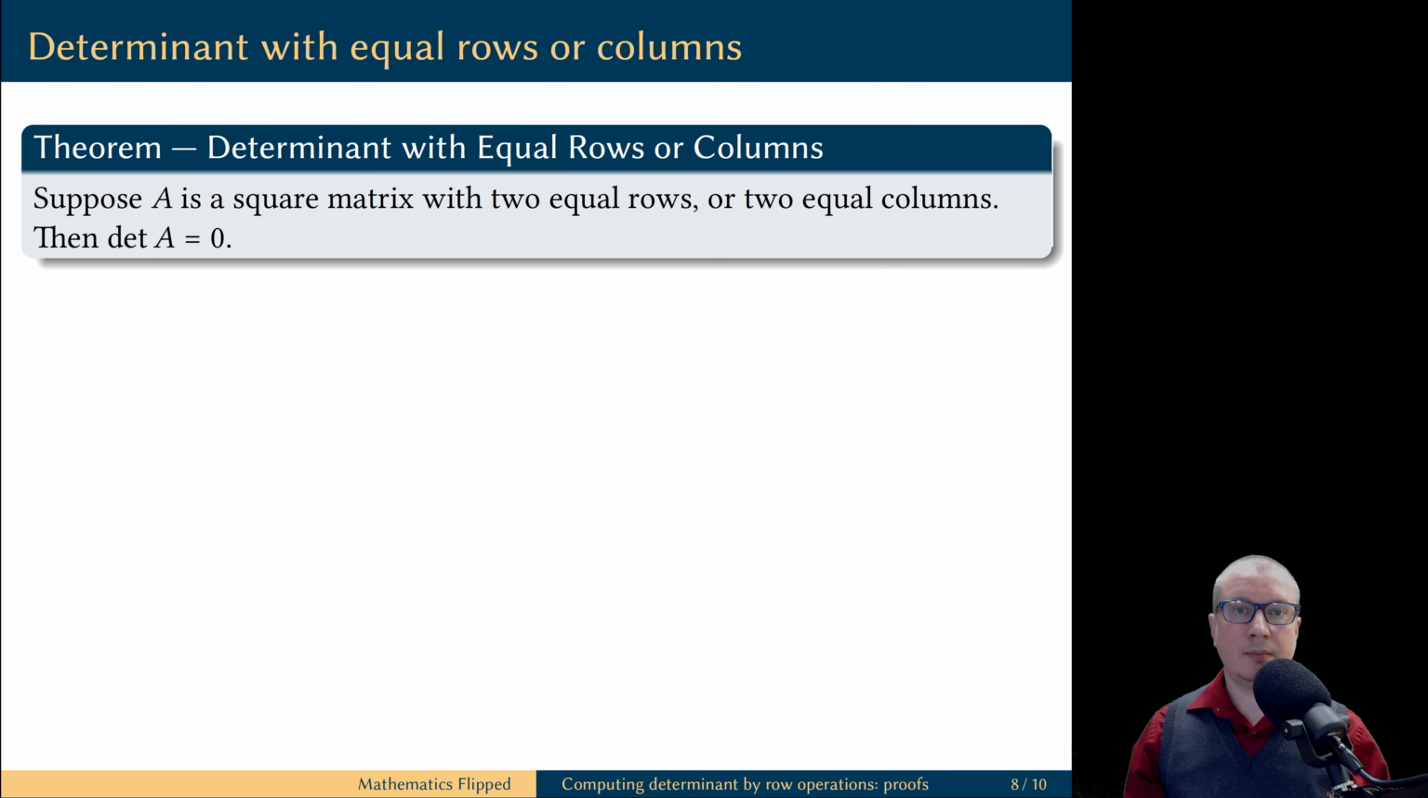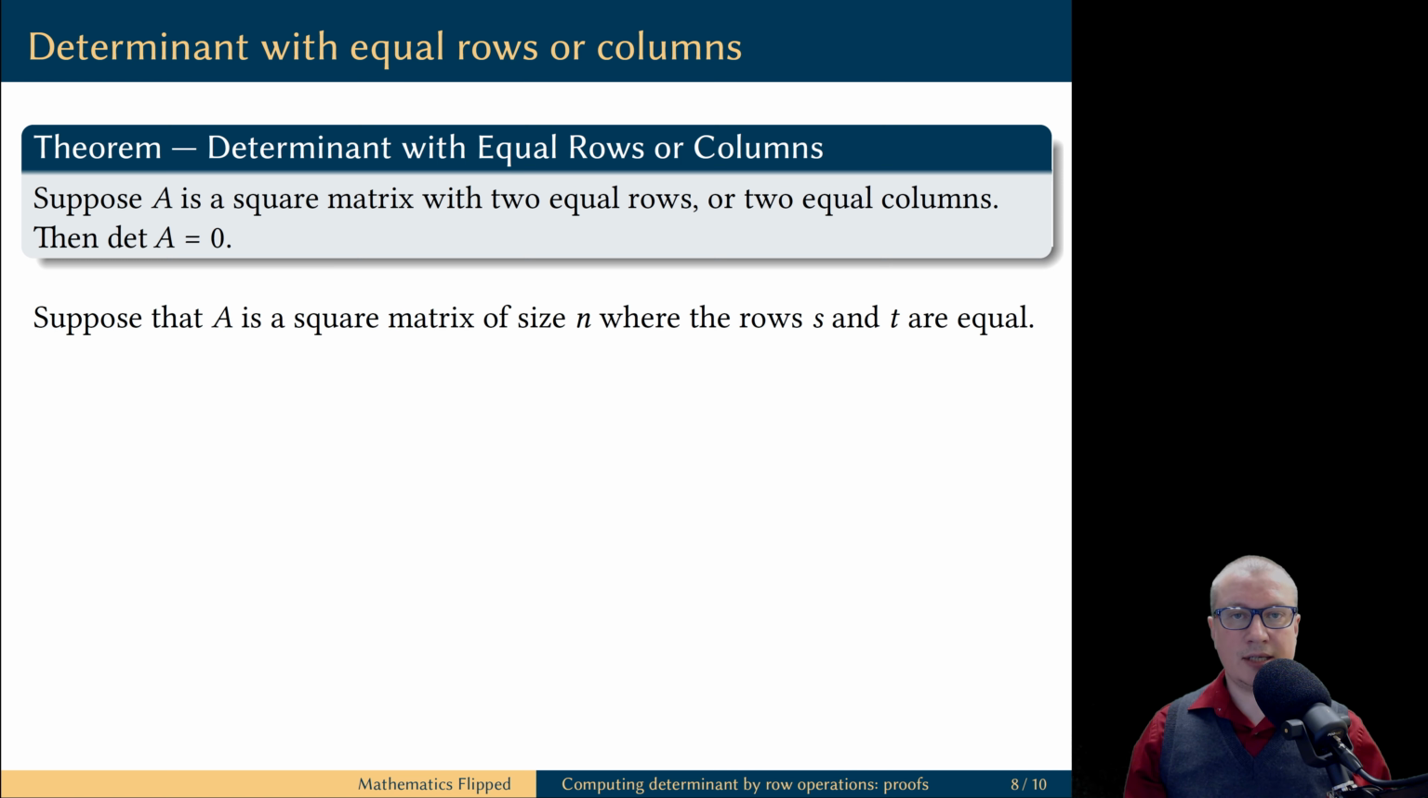The same is also true for columns, which can be seen by simply taking the transpose of the matrix. Before we can establish what happens with the determinant if we apply a row replacement operation, let's prove one technical fact. If a square matrix has two identical rows or two identical columns, then its determinant is equal to 0.